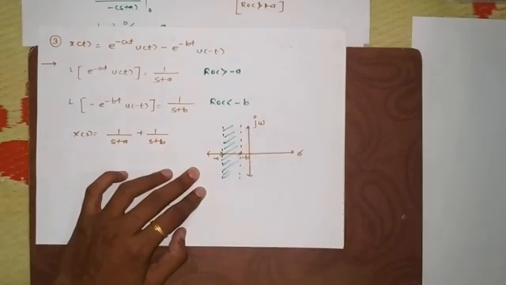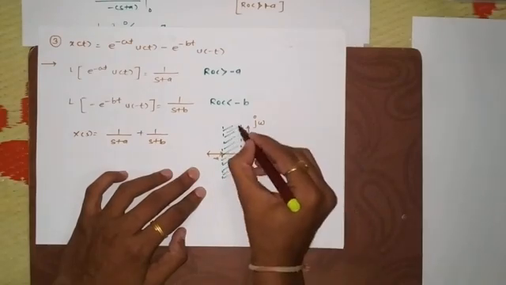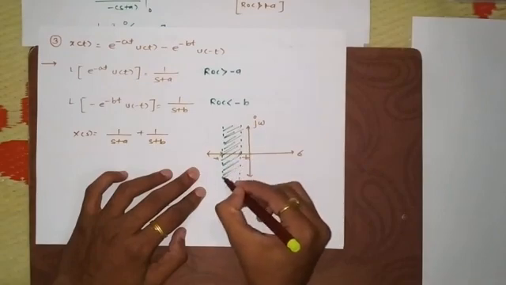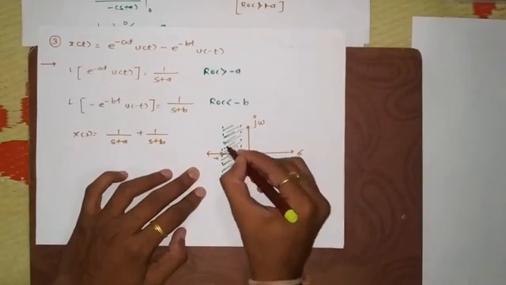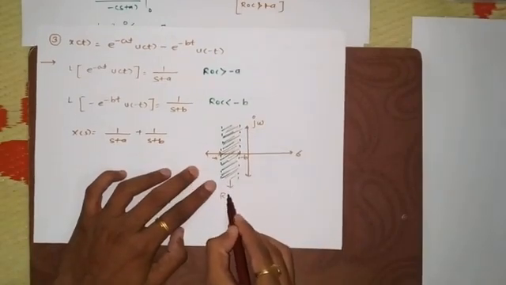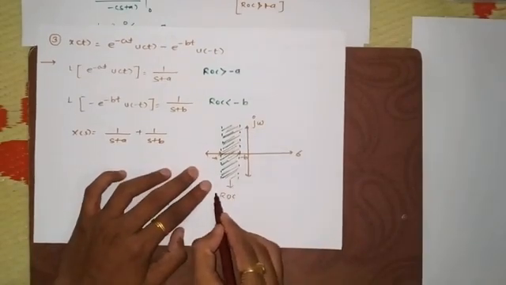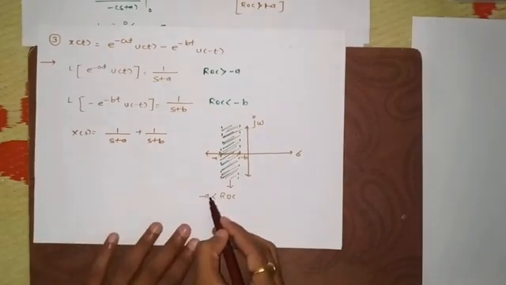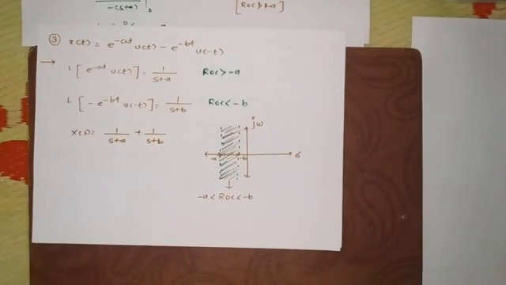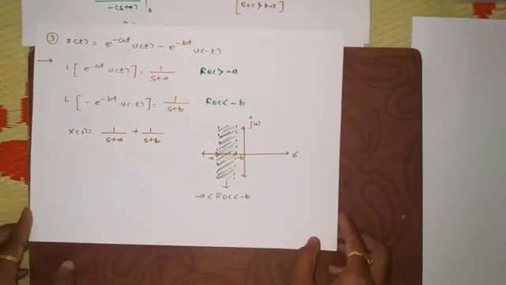Now the condition is what? It should be less than minus b. Less than minus b, that means we can get an overlapped region between minus a to minus b, so this becomes its ROC. Condition is what? It should be greater than minus a and it should be less than minus b. So this is for both sided signal.